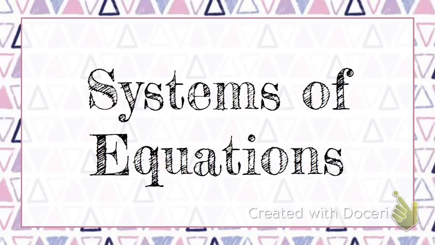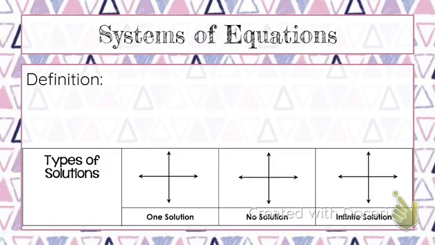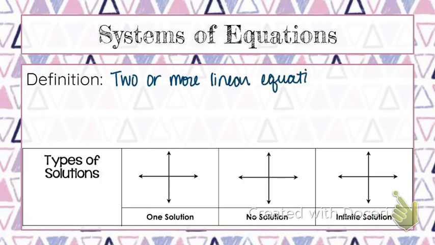Hey guys, today we're going to talk about systems of equations. First, we're going to define systems of equations, and a system of equations is just two or more linear equations. That's it. Sorry, I thought there was more. Two or more linear equations. That's it. So it's just more than one equation.